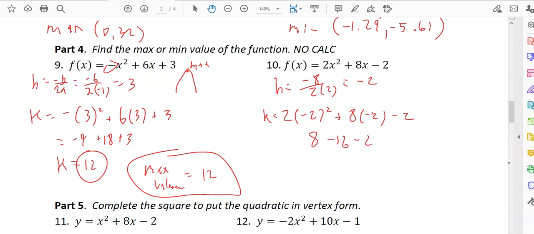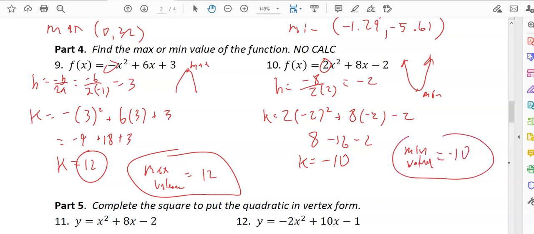8 minus 18 is negative 10 is K, which means this is going to be, by the way, because it's opening up, because A is positive, this is going to be a minimum value. So the min value is K, which is negative 10. That's as low as the graph goes for this parabola.